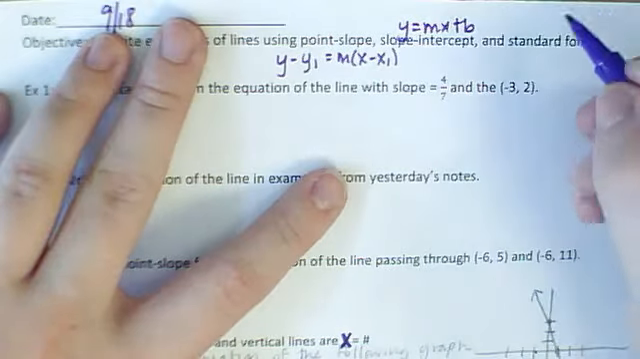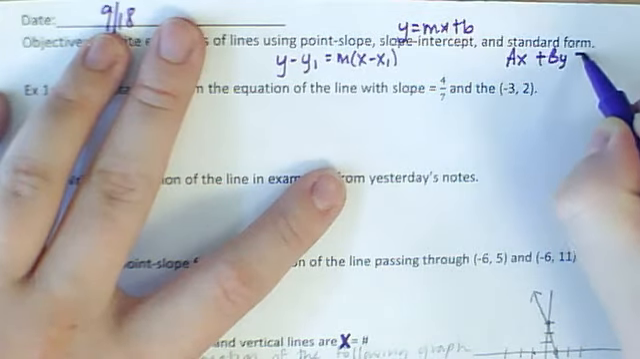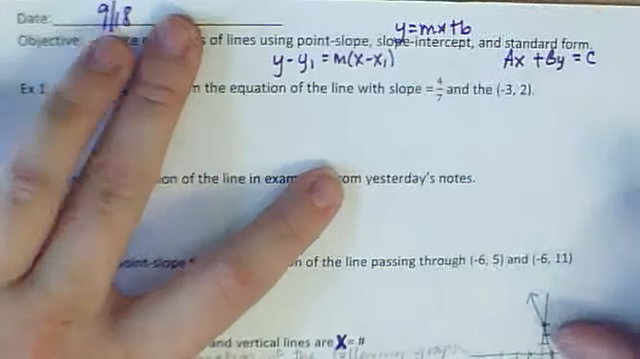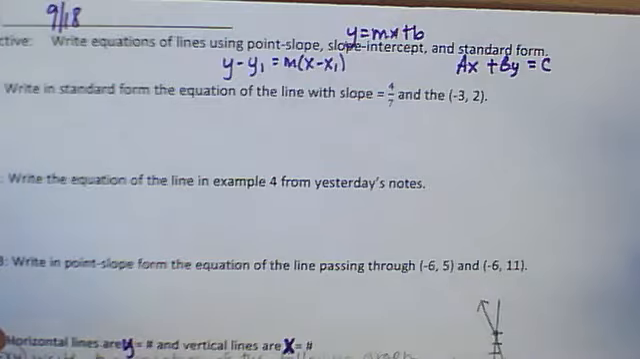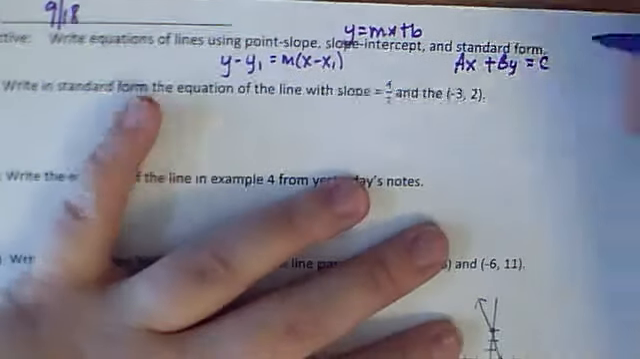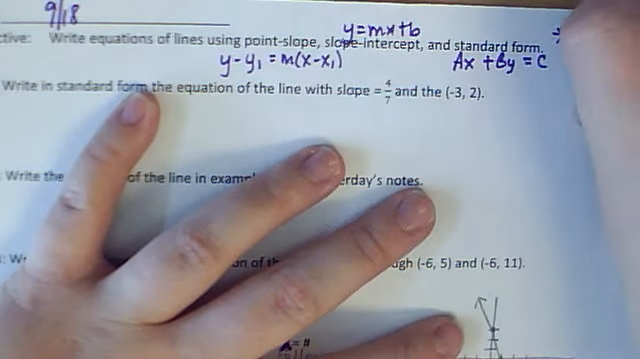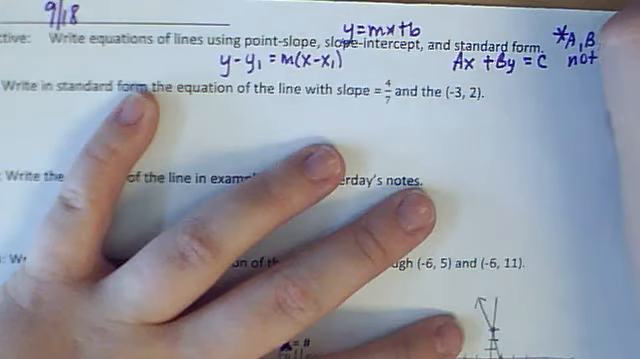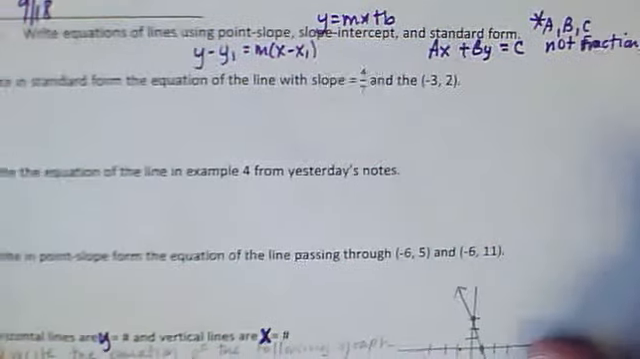And the last one is standard form. This is the one that we see when we're solving systems of equations. Ax plus by equals c. Your goal here is to get your x and y on the same side, and we can't have those as fractions. So your a, b, and c cannot be fractions. We'll talk about how to get rid of those in the first example.